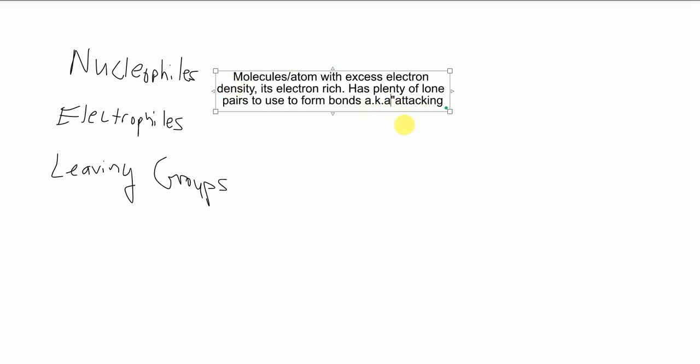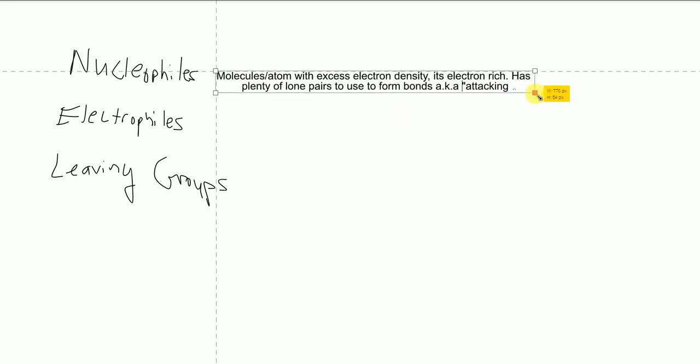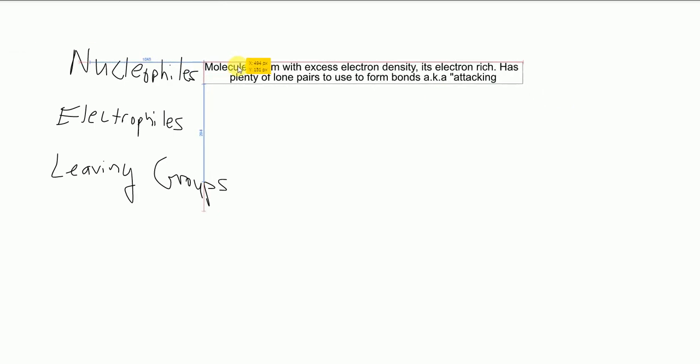Okay, so I just wrote this very general term right here. Nucleophiles are molecules or atoms with excess electron density. They are electron rich, right? And they have plenty of lone pairs to use to form bonds, aka attacking, right? The process of forming a bond is what we call attack. So nucleophilic attack is the process of that nucleophile forming a bond with the electrophile usually, okay? So it always has to be an electrophile.